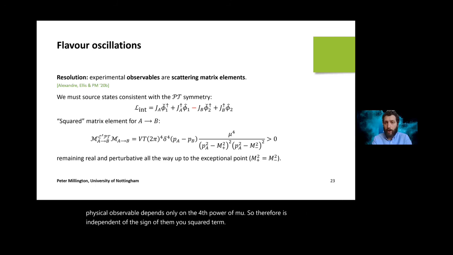You see the denominators are what you would expect for something with mixing. The mu in the numerator here, if mu goes to 0, then this matrix element goes to 0, and that's because we don't have any mixing in the limit mu goes to 0. But this squared matrix element is positive, and the most important thing is that it remains real and perturbative all the way up to and including the exceptional point at which m plus squared is equal to m minus squared, so where the mass eigenvalues emerge.